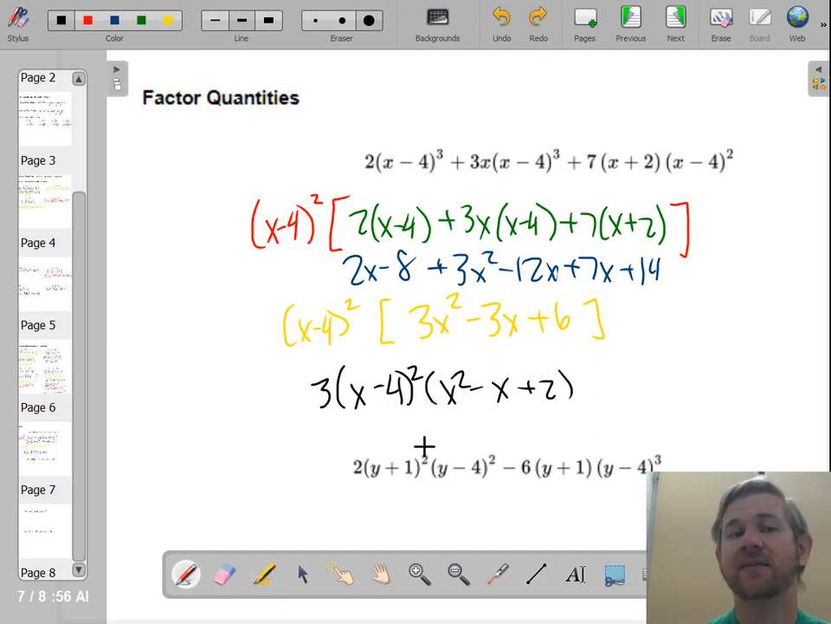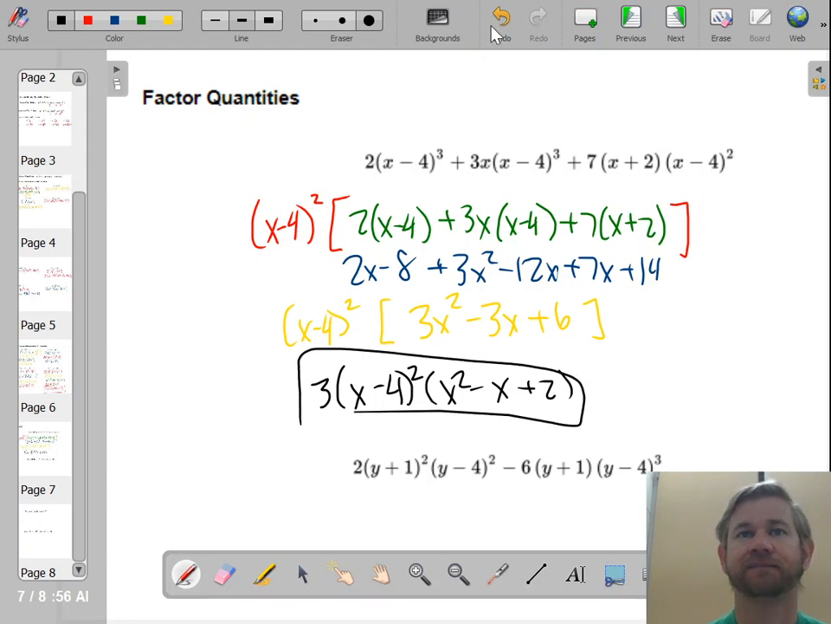If it was a negative sign, then I could do negative 2 and positive 1, but since it's a plus, this would have to be a 3 or a negative 3. So that's it. That's completely factored.